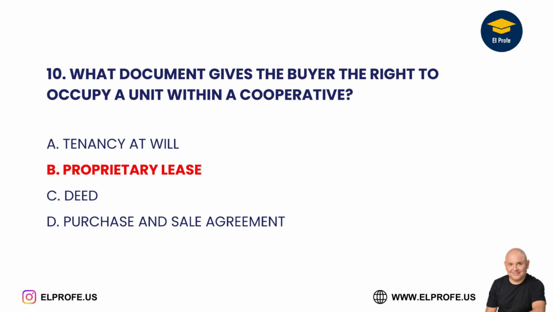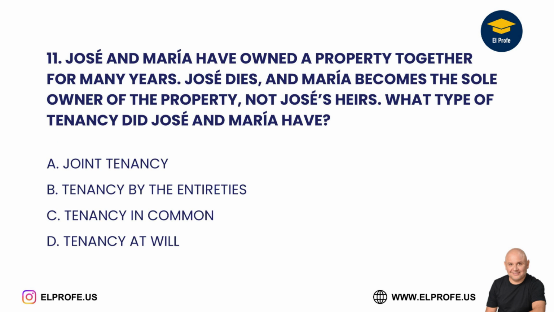Question 11. Jose and Maria have owned a property together for many years. Jose dies, and Maria becomes the sole owner of the property, not Jose's heirs. What type of tenancy did Jose and Maria have? Be careful. The question is referring to them as partners, not spouses. The key is, who keeps the deceased's share? It says that Maria becomes the owner of Jose's share and not his heirs. That means it's a joint tenancy or joint tenancy with right of survivorship. Both mean the same thing.